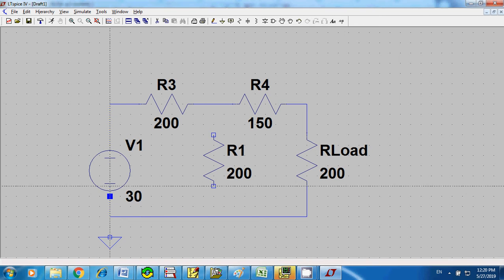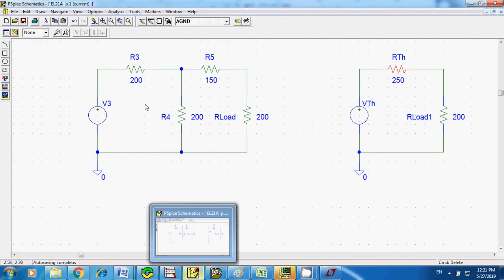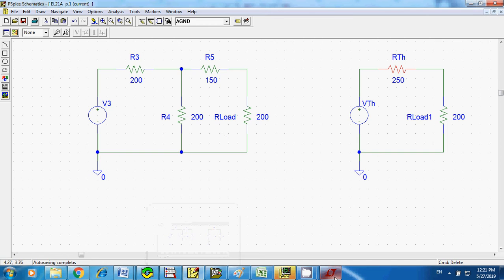You have to practice, oops, I can't undo. Alright, let's make the connection again. Almost finished. Alright, so you have the circuit same as what I have in PSpice, just right here.